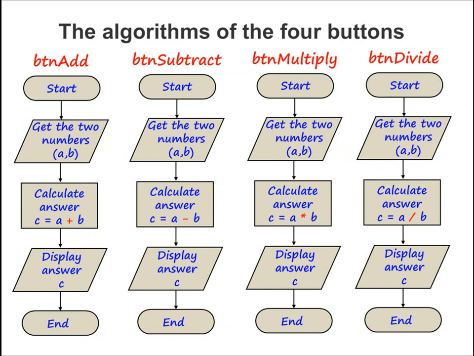In terms of our algorithms for those 4 buttons, they're basically all very similar with the exception of the process. We're going to add 2 numbers together, we're going to subtract 2, we're going to multiply 2, and we're going to divide the second from the first. This makes it really easy to code because I can write my code for one button and then copy and paste it to the other 3 buttons and just make a few small changes. So our next step now is going to be to create the interface within Visual Studio, and that'll be the next video.